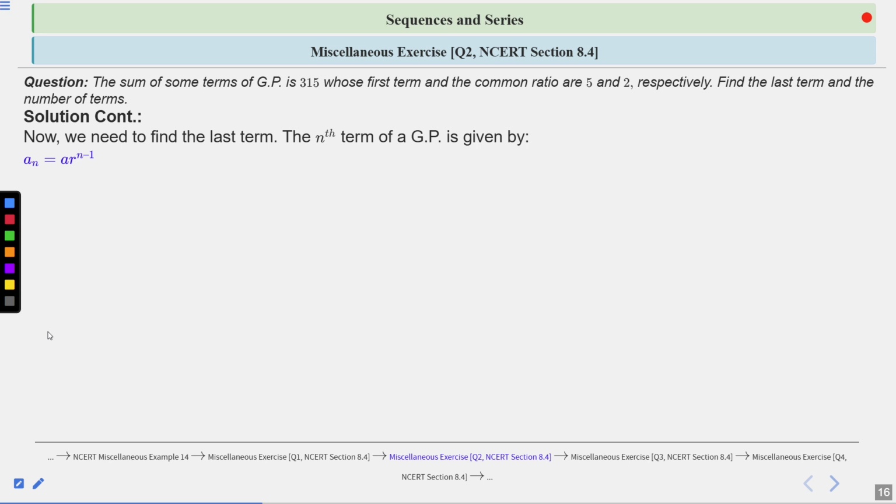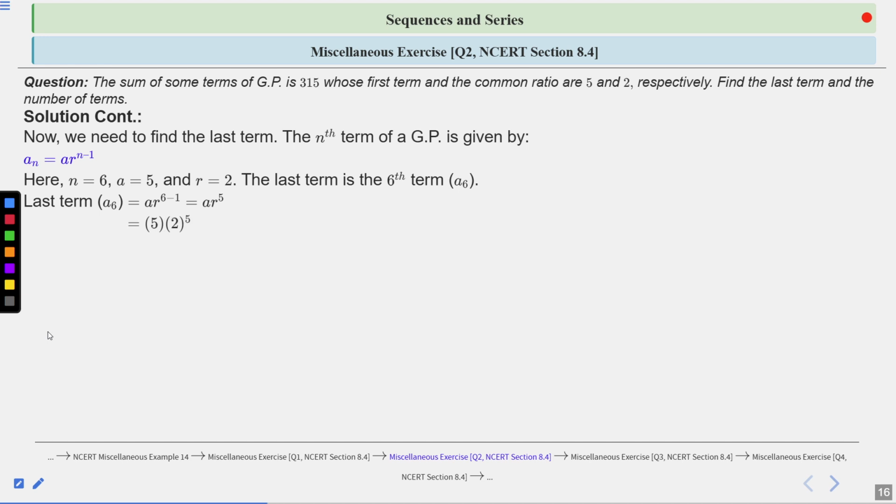We know that in previous slides we obtained the value of n equal to 6. Here n equals 6, the first term a equals 5 and the common ratio r equals 2. The last term means the 6th term, that is a6 equals a times r power 6 minus 1, equals a times r power 5.